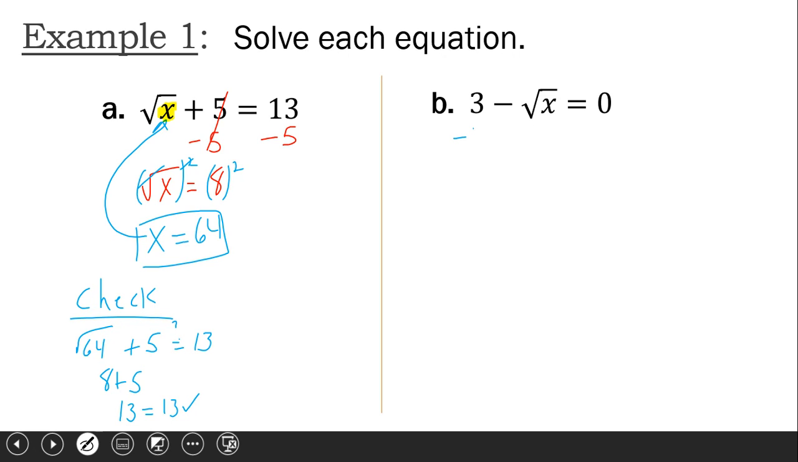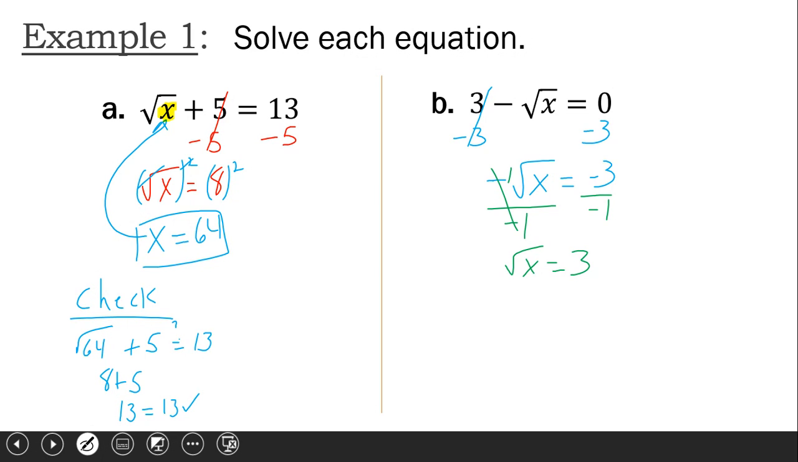We're going to go ahead and subtract 3 from both sides to start because we want to isolate that x value. Now we have negative root x is equal to negative 3. We have to get rid of that negative sign. So let's divide by, really what we have here is like a negative 1. So we'll divide both sides by negative 1. We'll get the square root of x is equal to positive 3.